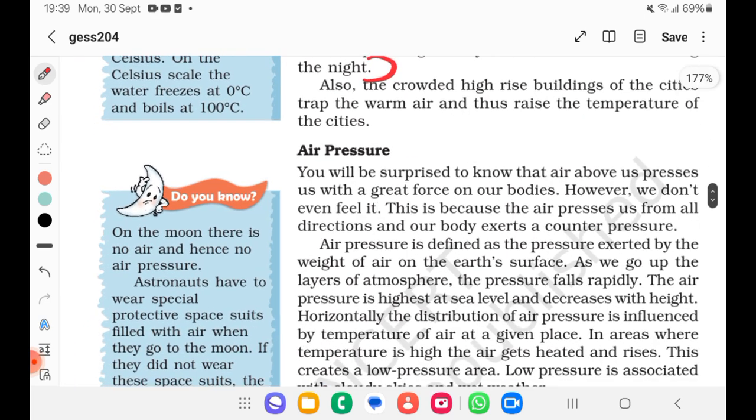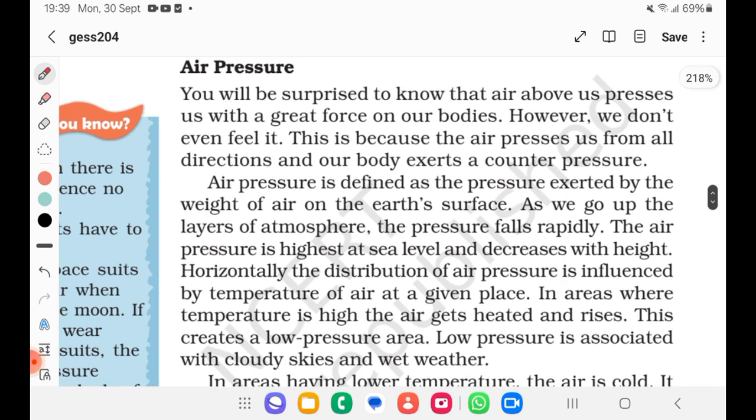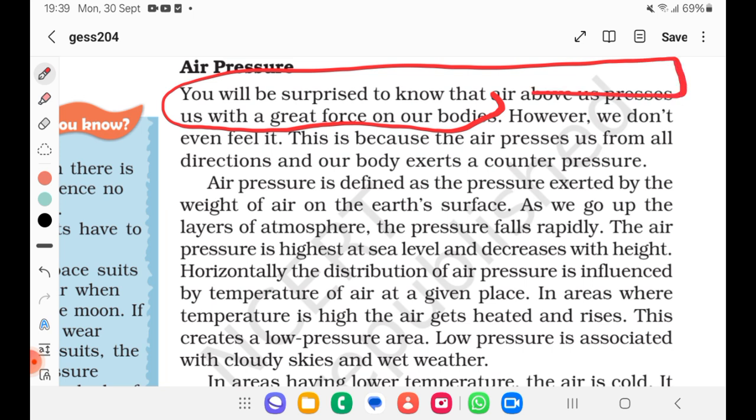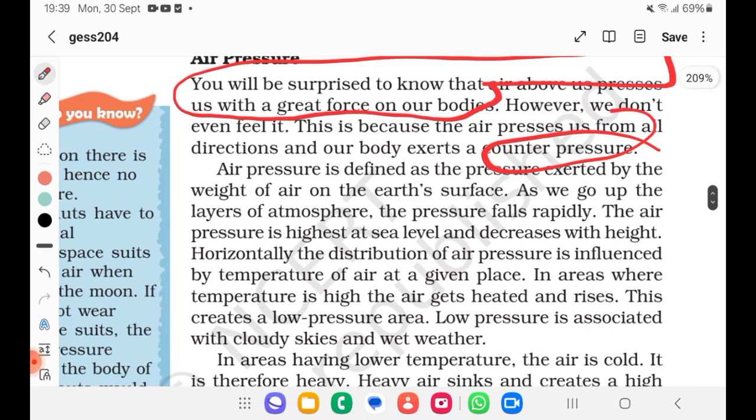Now we have air pressure. You will be surprised to know that air above us presses us with a great force on our bodies. So this force of pressing is a pressure, right? However, we don't even feel it. This is because the air presses us from all directions and our body exerts a counter pressure. Okay? Air pressure is defined as the pressure exerted by the weight of air on the earth's surface. So it's the pressure exerted by the air on the earth's surface.